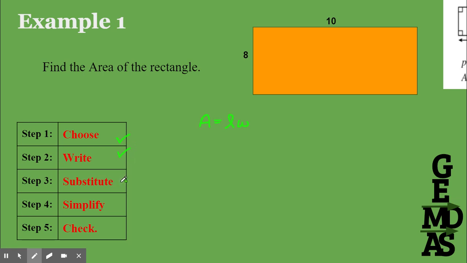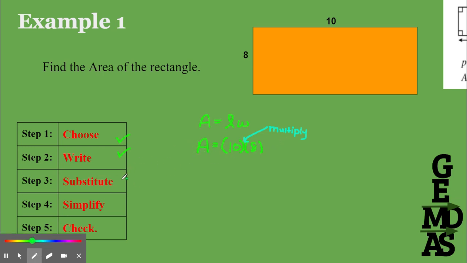The next step is to substitute. So we're going to look at our numbers that are given to us, and we're going to substitute. So the area of this rectangle is going to be equal to the length, I'm going to call that 10, and the width, 8. Please keep in mind that when there is no operation written there, that means multiply. And these parentheses are just kind of holding the numbers, so we use them appropriately.